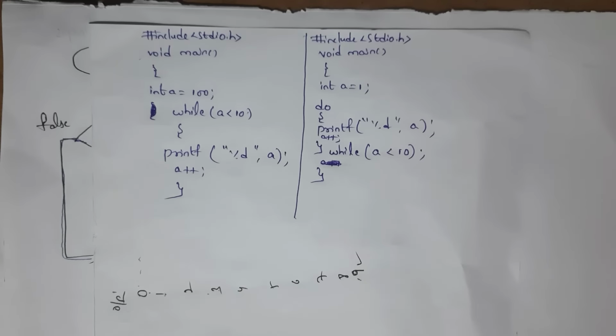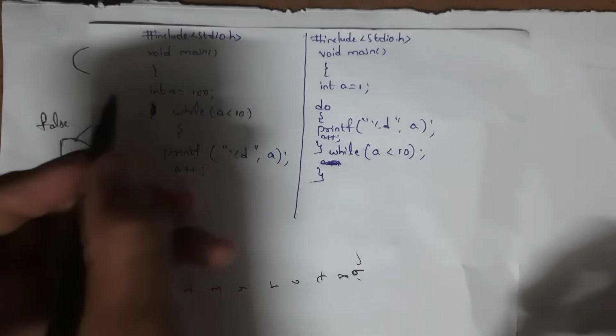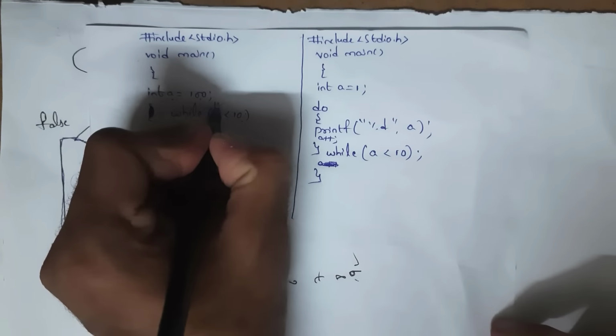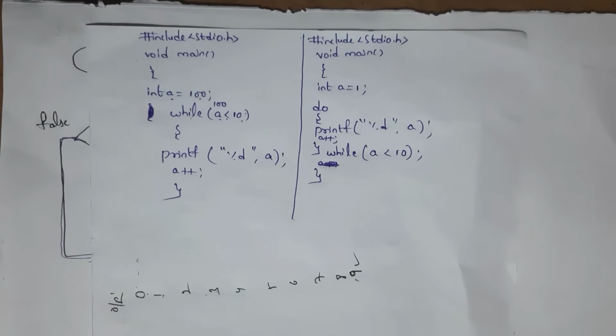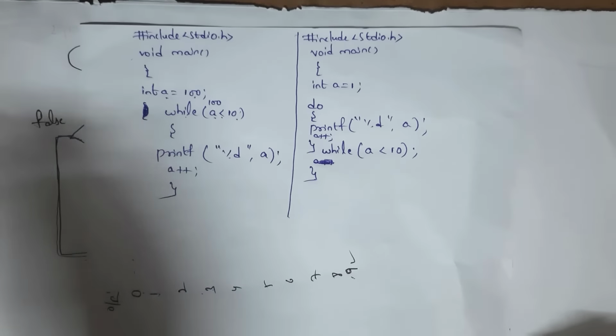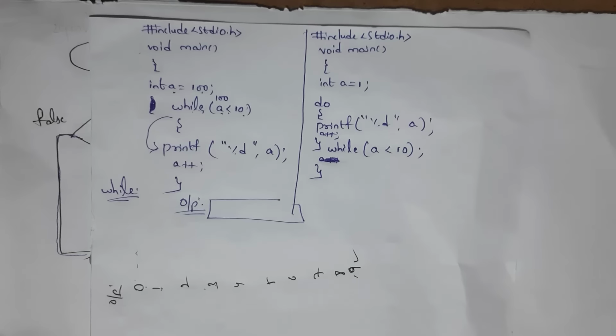In the exam they may ask the difference between while loop and do while loop. Here I have given the value of a as 100, but the condition is a less than 10. 100 is not less than 10, 100 is greater than 10. So whatever statements are present inside this while loop will not be executed. So here I will not get any output, because in a while loop it first checks the condition. Only if that condition is true will the statements present inside the while loop be executed.